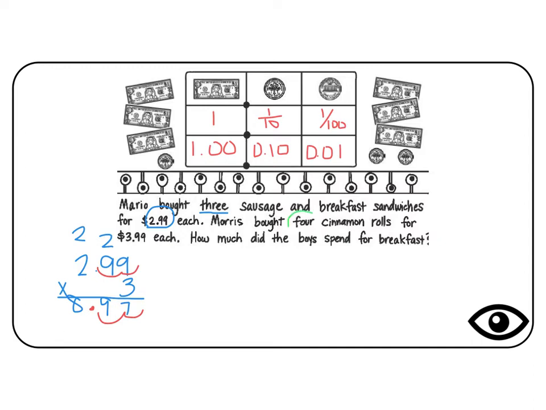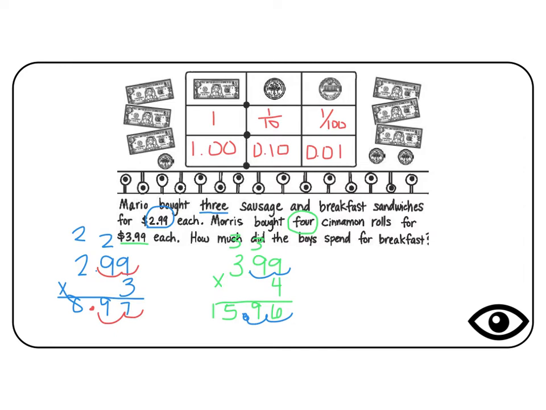Now our next part of the problem is Morris. Morris bought 4 cinnamon rolls and paid $3.99 each. So we're going to do $3.99 times 4. And again, we're going to multiply like the decimal doesn't exist. 9 times 4 is 36. 9 times 4 is 36 again, plus 3, which is 39. 3 times 4 is 12, plus 3 is 15. Now, we're going to go back and count our decimals. We have 1, 2 places, so we need 1, 2 places.